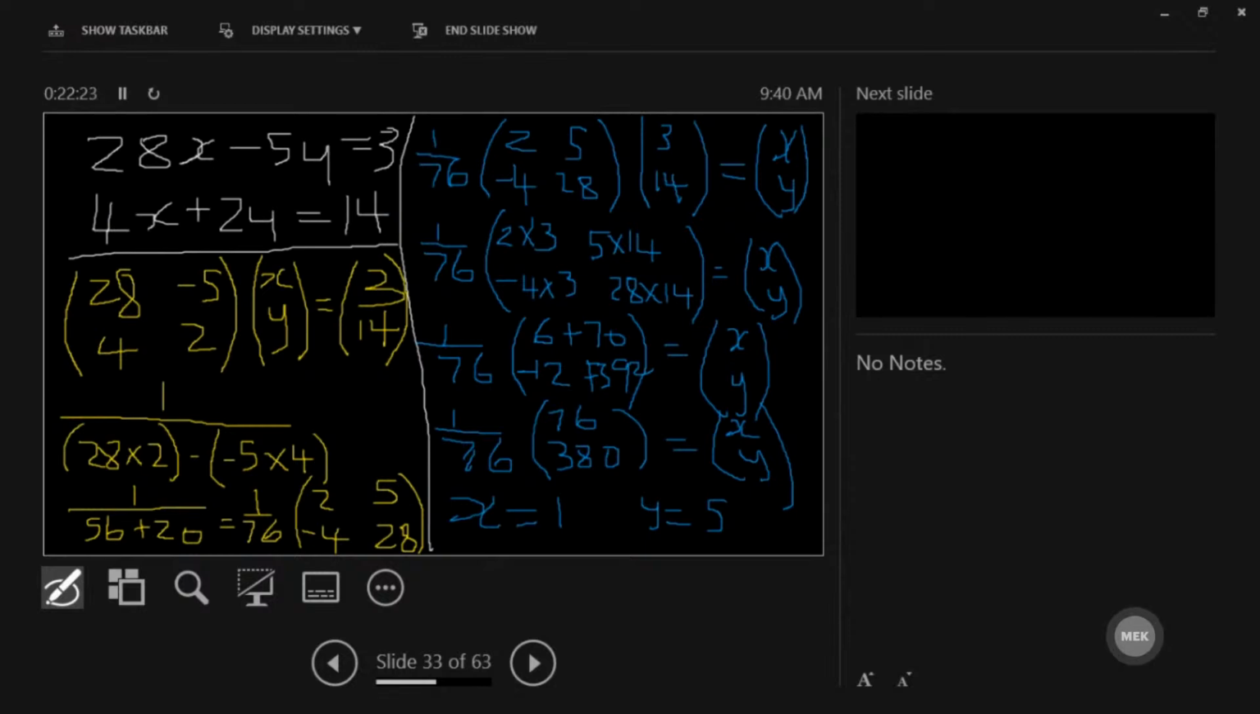So let's work another example. We're going to work 5 examples today. So we have 3x plus y, and that gives 13, and 5x plus 3y, and that gives 31. So these are our original equations.